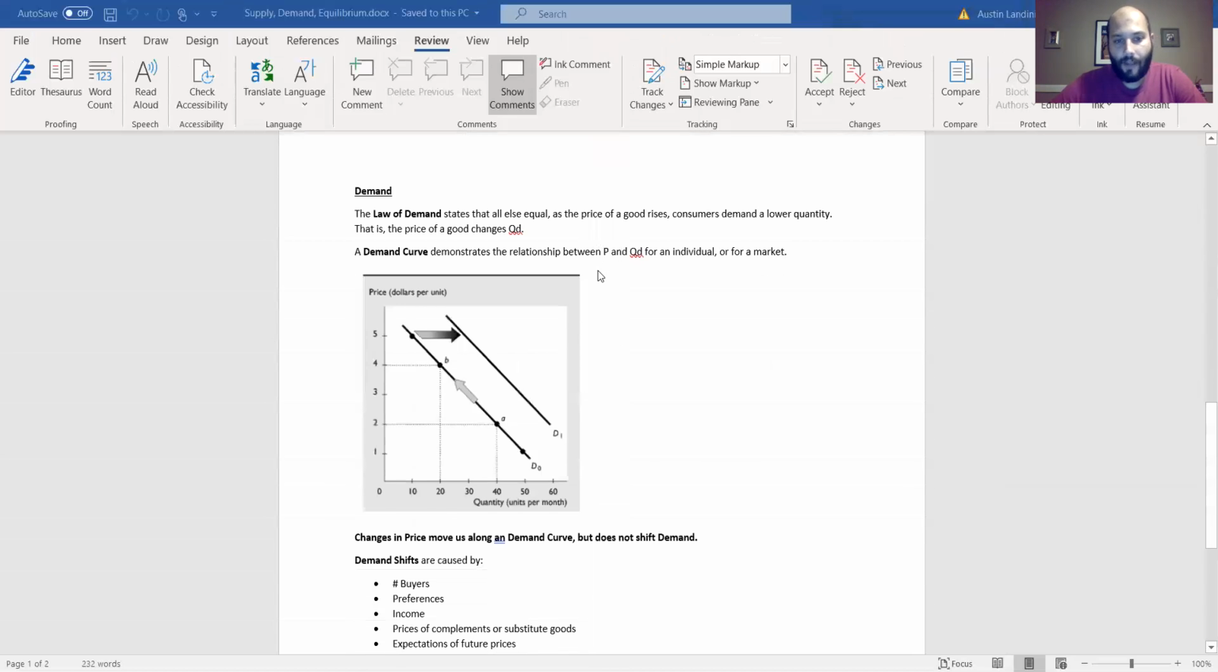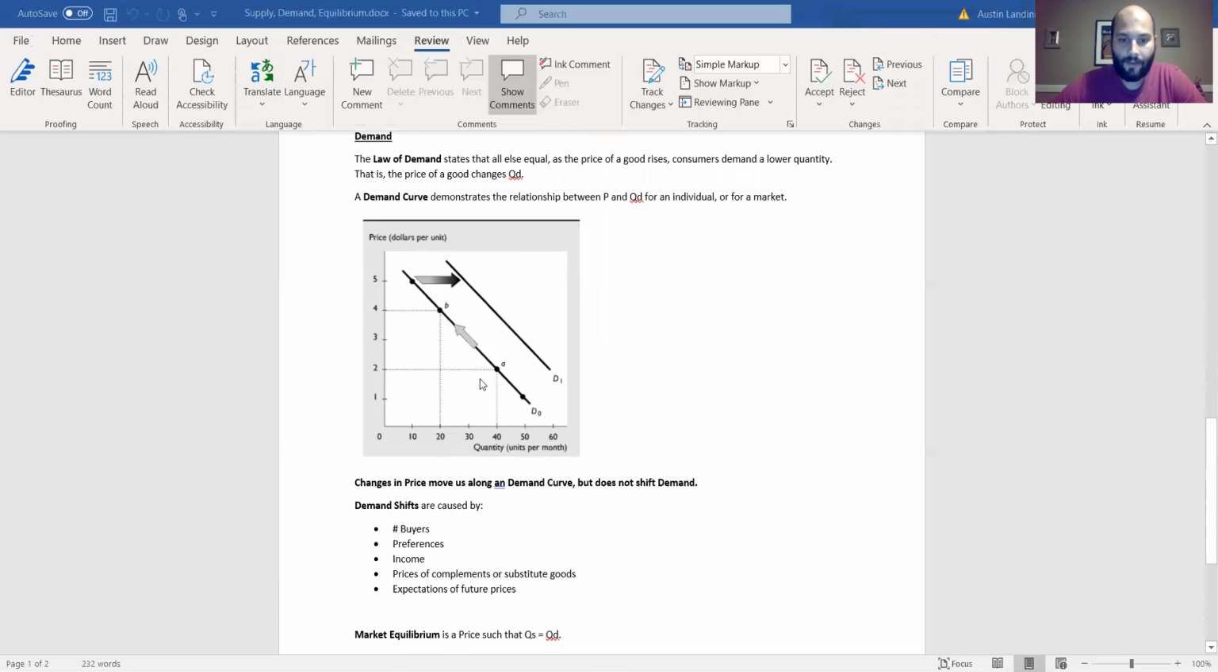Right, on the demand side, we have the law of demand stating that, all else equal, as the price rises, consumers demand a lower quantity, so demand slopes downwards. As the price falls, we get a higher quantity demanded. As with supply, changes in price move us along the curve, but don't shift demand. Changes in price of that particular good. And then we have a list of things that can shift demand.